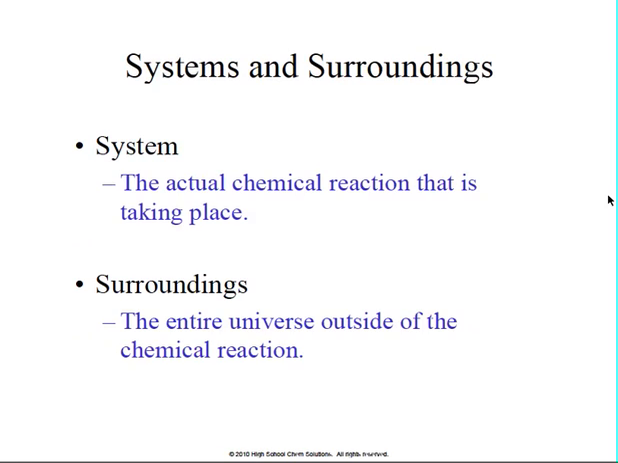Now, before we talk about that, we have to talk about two things. Let's talk about the system and the surrounding. Now, the system is the actual chemical reaction that is taking place. Okay, so that's like the molecules that are reacting. The surrounding is everything around it. Say for example, if sodium is reacting with chlorine, the sodium and chlorine would be the system. The surrounding would be where they are doing the reaction, like in water.